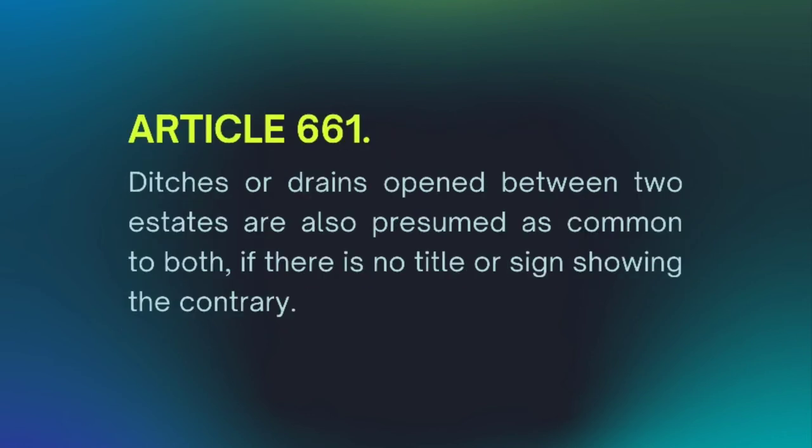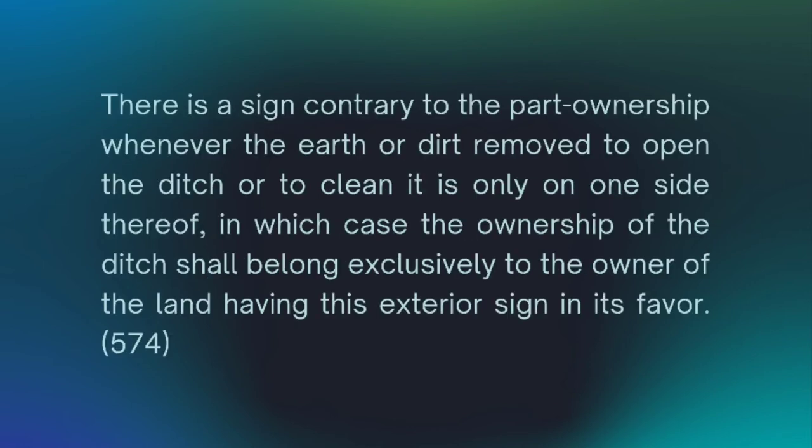Article 661. Ditches or drains open between two estates are also presumed as common to both, if there is no title or sign showing the contrary. There is a sign contrary to the part ownership, whenever the earth or dirt removed to open the ditch, or to clean it, is only on one side thereof, in which case the ownership of the ditch shall belong exclusively to the owner of the land having this exterior sign in its favor.